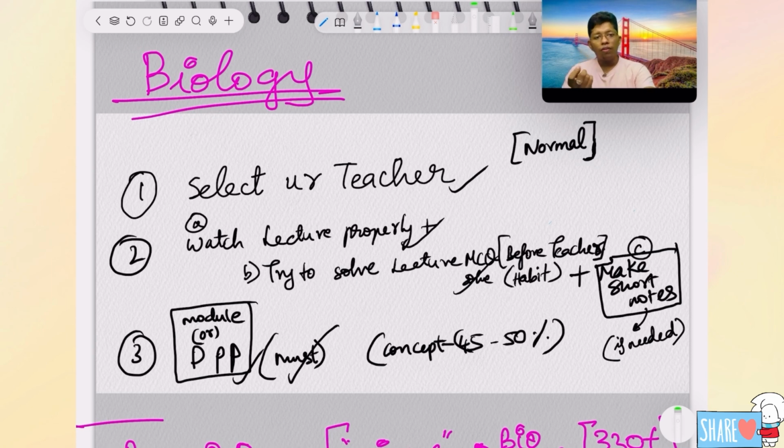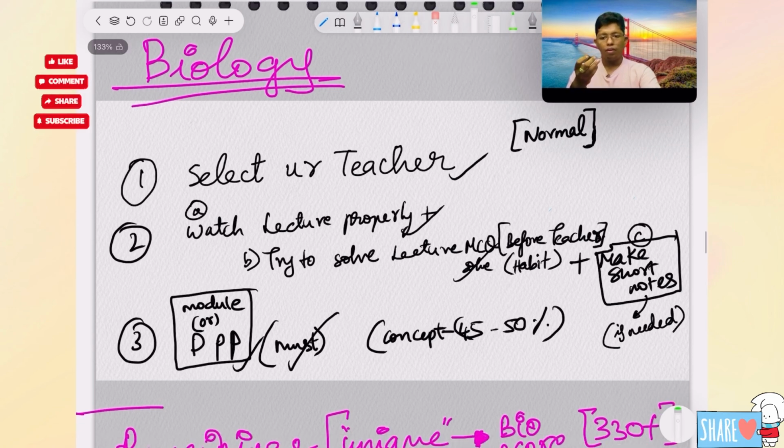Short mistake notes I will not recommend for biology. If you want any mistake notes, try to write them on some pages. You can write them, because mistake notes in bio will be a little bit less. If you want, you can make them.